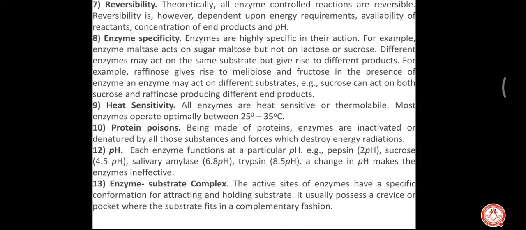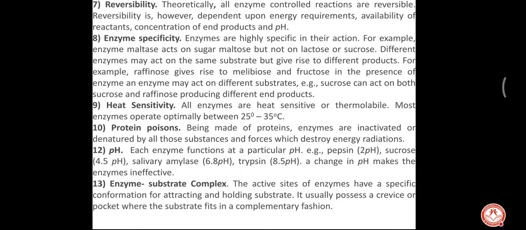Enzymes are very specific in nature. For example, the enzyme maltase acts on the sugar maltose but not on lactose, even though both are disaccharides. Heat sensitivity. All enzymes are heat sensitive or thermolabile. Most of the enzymes work optimally between 25 degrees Celsius and 35 degrees Celsius.